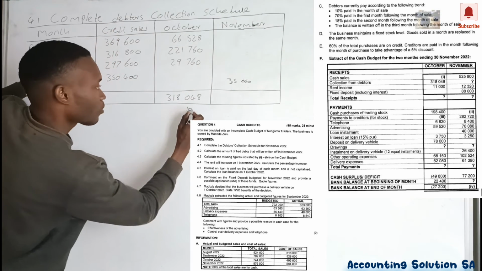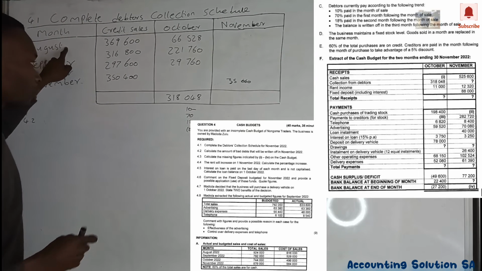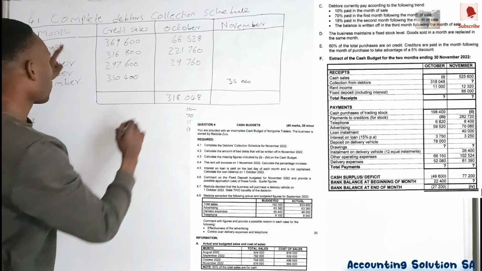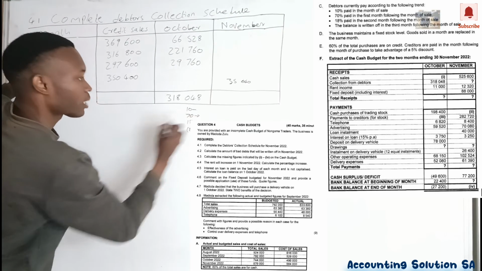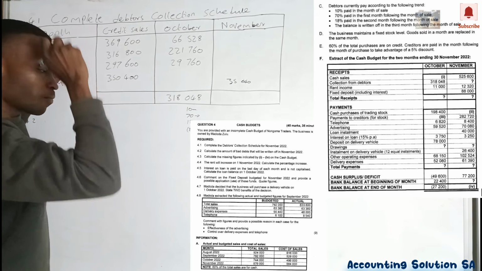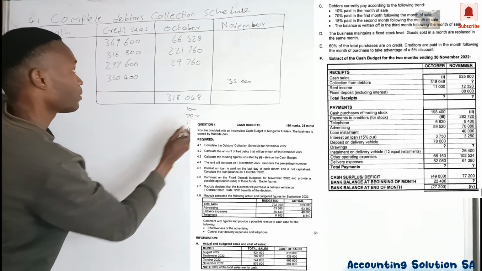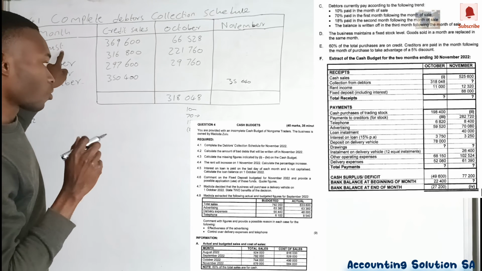This one is in the same month. In other words, for August sales, we are going to collect August 10%. The following month after August is September, and we're going to collect 70%. Then the next month, 18%, which means it's after September, which is going to be October.